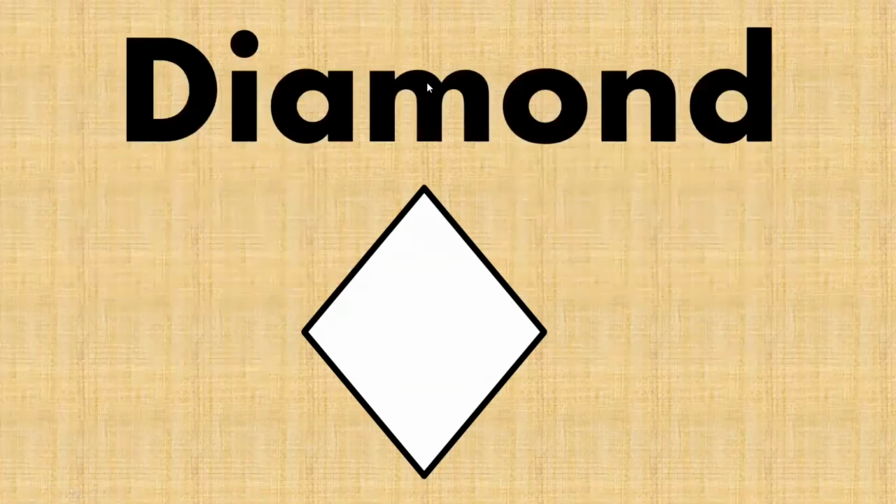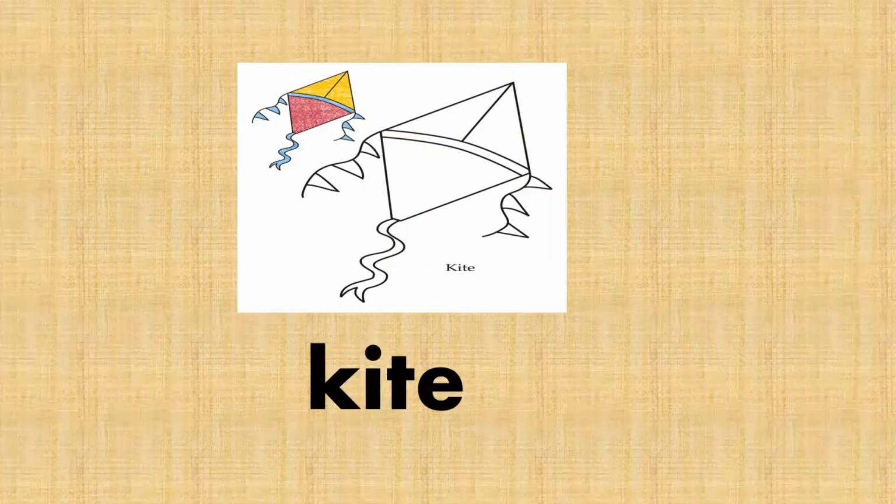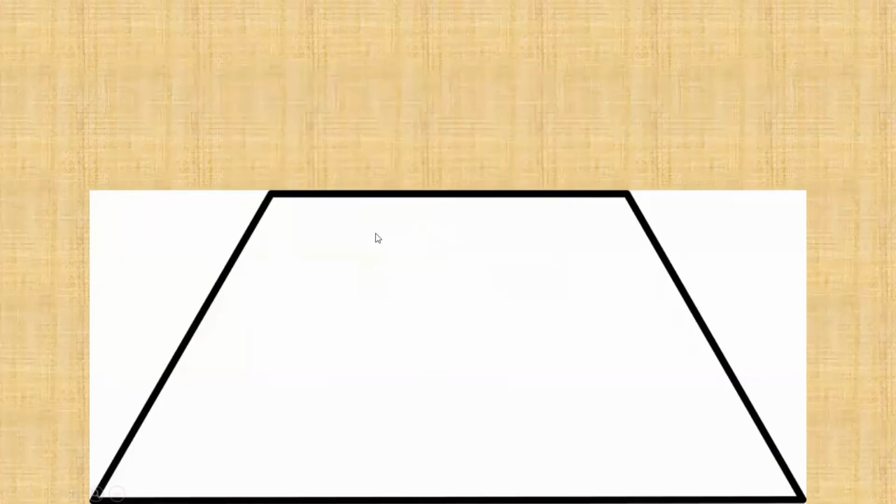Diamond. Okay, I wanted to inform you that a diamond, it has, let's count the sides. 1, 2, 3, 4 sides. It has 4 sides. This one is a diamond. Let's spell it together. D-I-A-M-O-N-D. Diamond. Great. Another example here. A kite. Very good. K-I-T-E. Kite. As you can see, this one is a diamond shape, right? It has 4 sides.